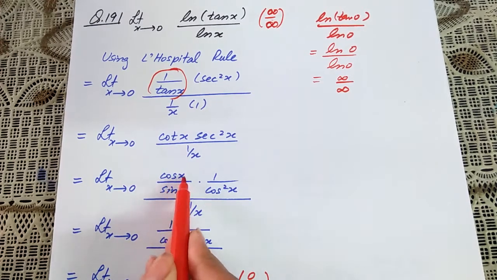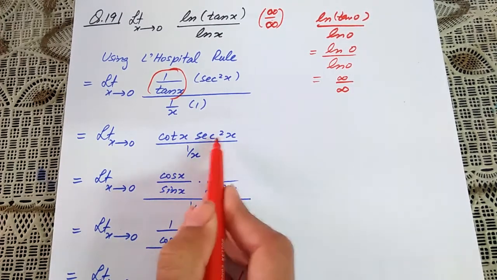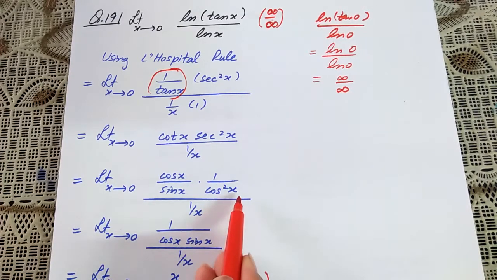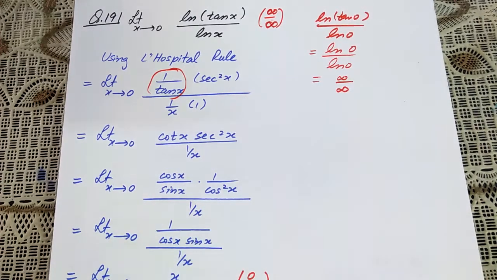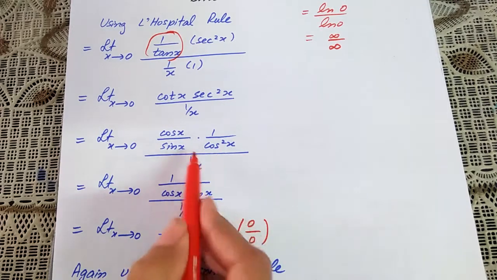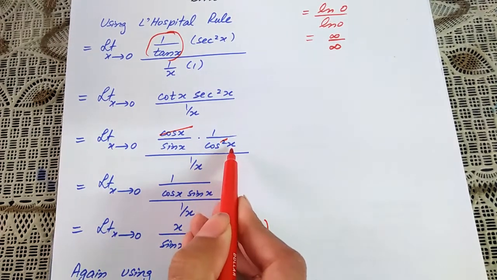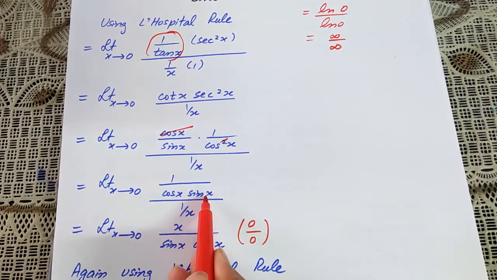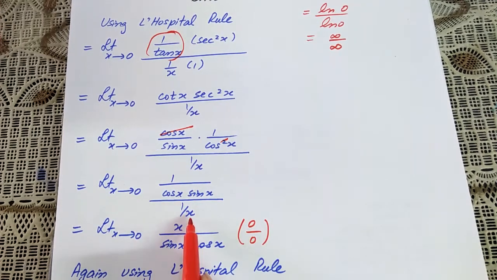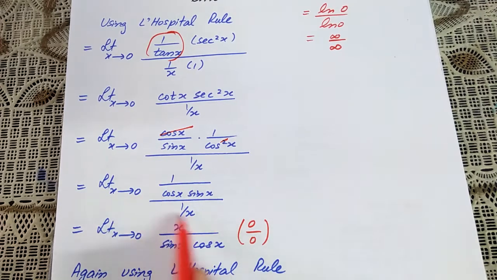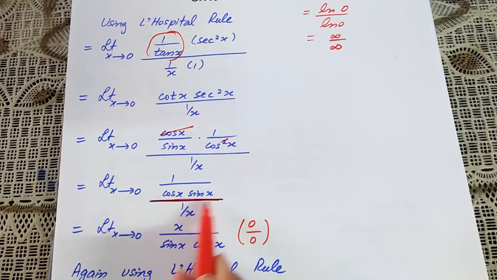Cot x can be written as cos x over sin x, times secant square x, which is 1 over cos square x, and this is over 1 over x. Now this cos x cancels with one of the cos x. We are left with 1 over cos x sin x divided by 1 over x. Converting the division into multiplication by the reciprocal and simplifying the fractions, we get x over sin x cos x.